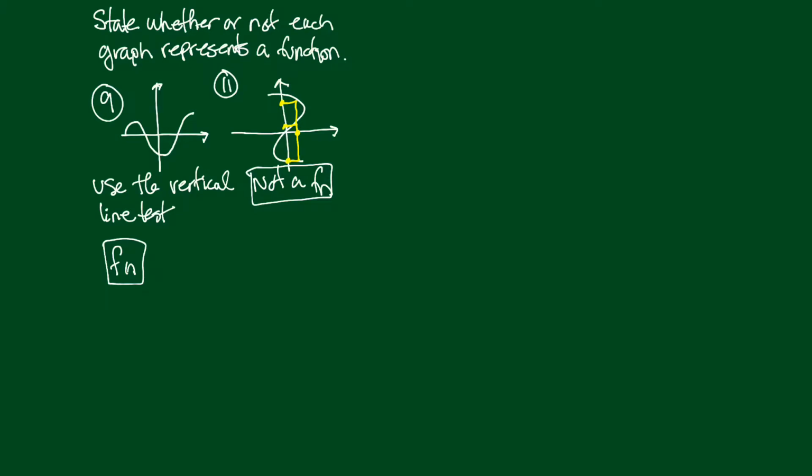And sure enough, if you compare it to number 1 over here, in number 1, if you pick any x value, say I pick this one, it produces only that y value. One input, exactly one output.